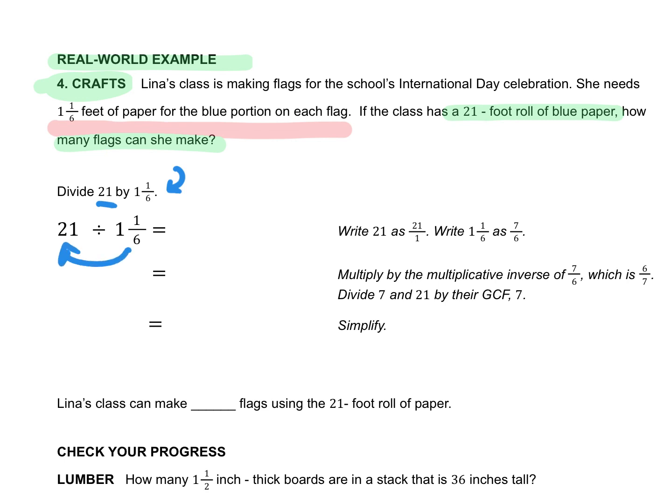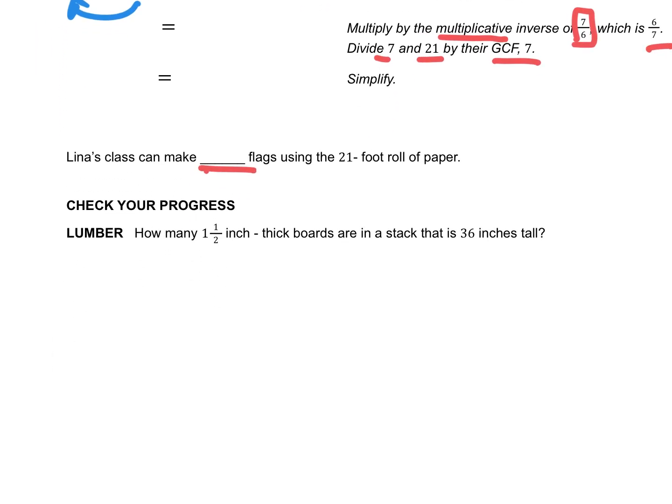The nice thing is we have the steps right here to guide you through it. So see if you can follow these while writing. I want you to write 21 as 21 over 1 and 1 1/6 as 7/6. Those are what you are dividing, those are improper fractions. Then what you'll do is multiply by the multiplicative inverse of this. So what's the multiplicative inverse of 7/6? And then it tells you 6/7. And then because 7 and 21 have a greatest common factor of 7, you can simplify your answer. So Lena's class can make how many flags using that 21-foot roll? Try that. Then, of course, check your progress.